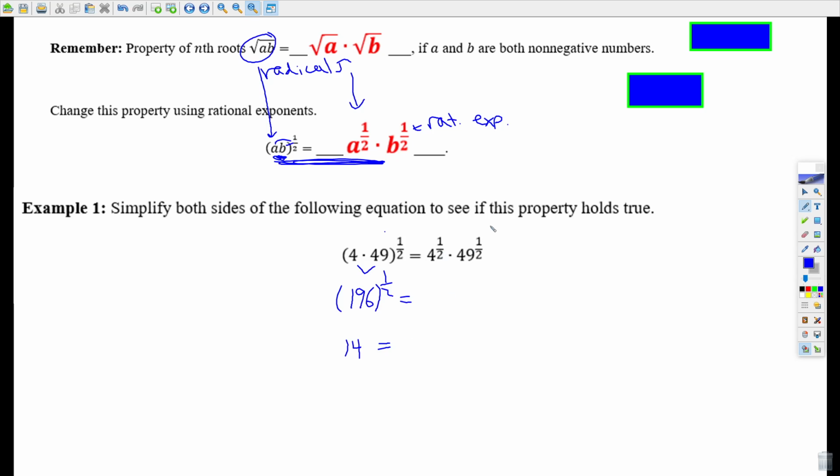All right, now we're going to work on the right-hand side. So what happens if we break these into two separate ones, right? The 1/2 went to both of these. We can do the 4 to the 1/2. And if you don't know how to do these in your head, you can use a calculator. You could also use the table, the exponent table. 4 to the 1/2 is 2. It's like saying the square root of 4. Times 49 to the 1/2 is 7. And then 2 times 7 gives you 14. So this property does work, and it's usually best to have non-negative numbers. So positive numbers work the best here.